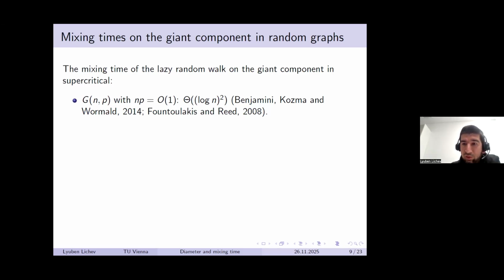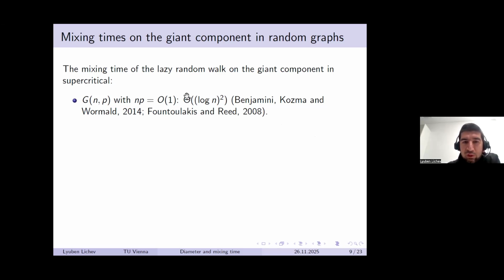Let me first direct your attention to what is known in general for the lazy random walk on giant components of random graphs. And as I said, maybe the most standard and classic example in random graphs is the Erdős-Rényi graph. So the mixing time of the giant component here was considered by two independent papers by Benjamini, Kozma, and Wormald, and by Fountoulakis and Reed. Don't pay attention to this difference of 6 years here. The papers are really independent and they came out at the same time.